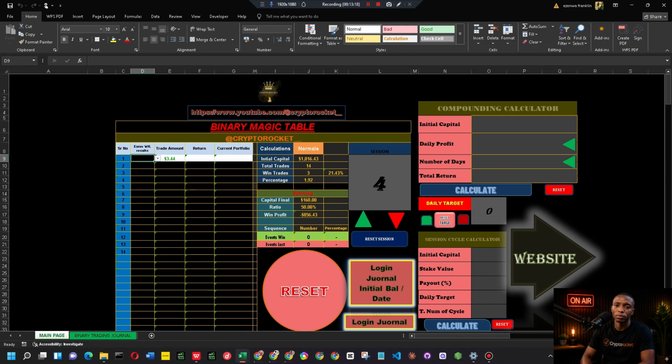So with this now, you have set your daily goal and put it here. And if you have these compounding calculators, you know that in a day you are supposed to make $15, or you have the total returns you want to be making every month. So all you need to do is put the amount here and get the daily target, or if you still want to make the daily target and you want to get the number of days, you get it here.